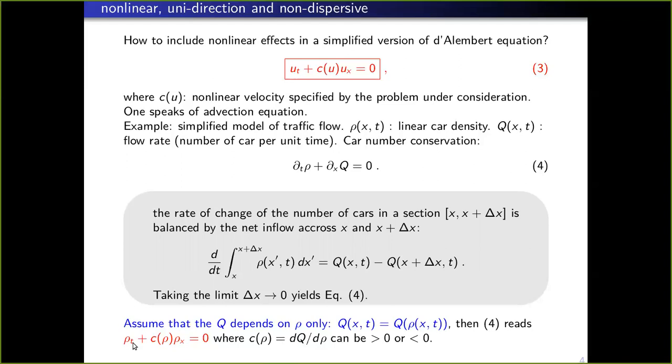So indeed, this red equation is of the form of the simplified model just introduced above for mathematical reasons. And here it's justified by a simple model of traffic flow where the flux is a function of rho only.